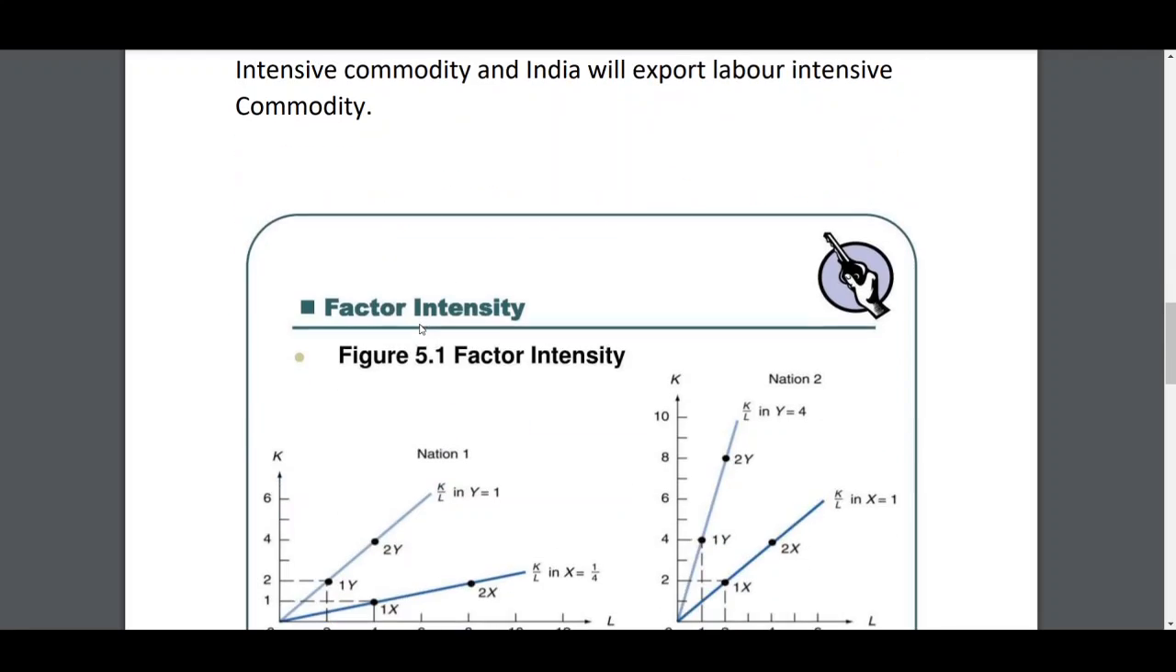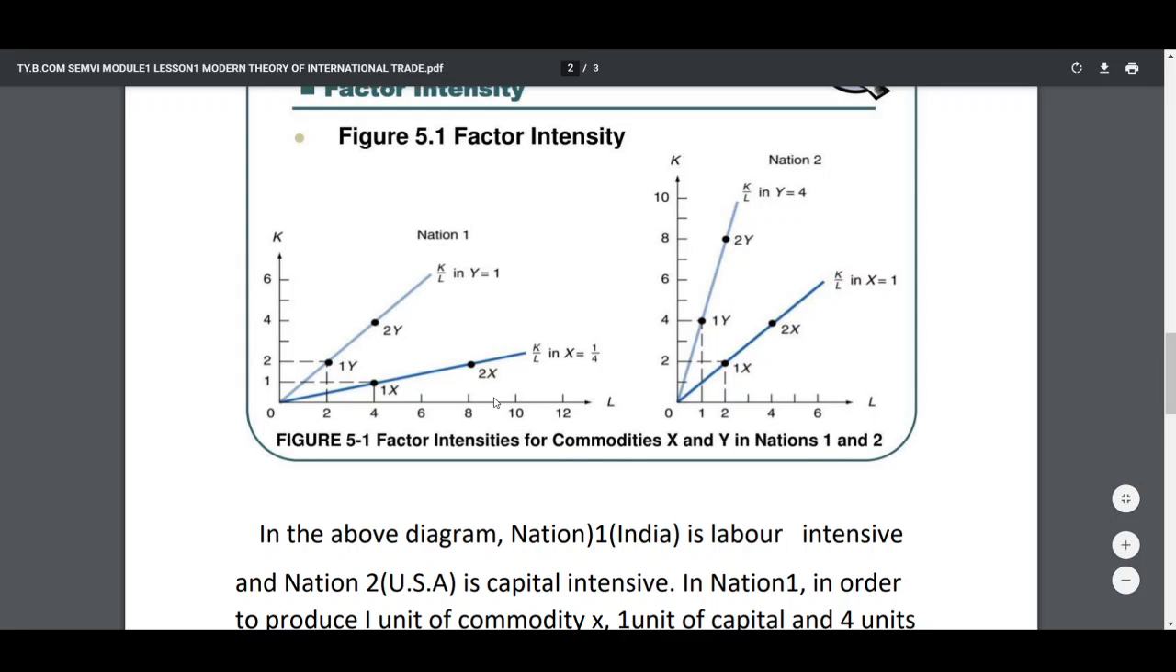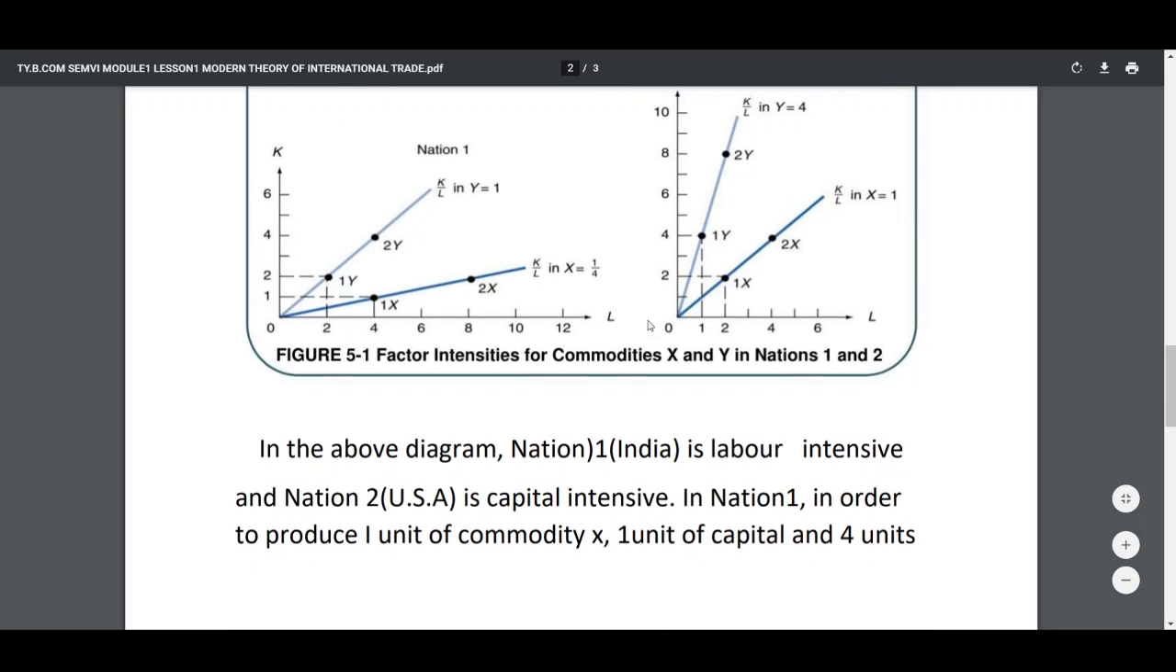Next one, the diagram of factor intensity. In this diagram, on the y-axis there is labor. L means labor. There are two factors, labor and capital. K is capital. In the above diagram, there are two nations, nation 1 and nation 2. Nation 1, we can say India, is labor intensive. And nation 2, USA, is capital intensive.